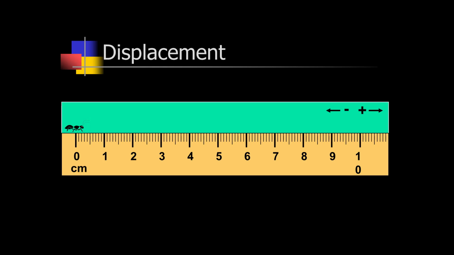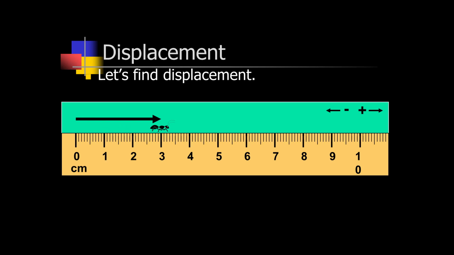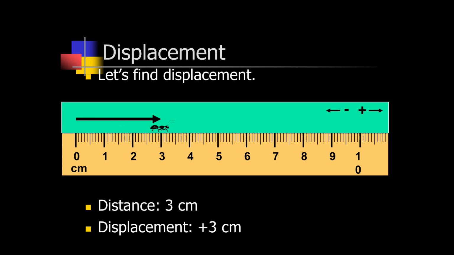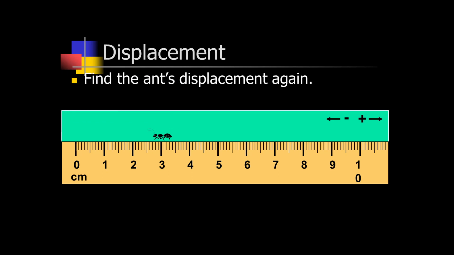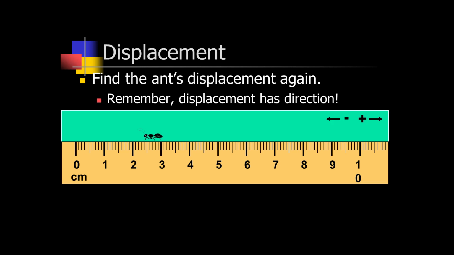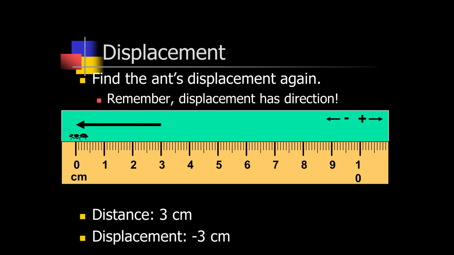Okay, if we are considering the example of displacement, let's find displacement. The ant is moving from 0 to 3. Distance is 3 centimeter and displacement is plus 3 centimeter. It is traveling in positive direction. Displacement is plus 3 centimeter. The positive gives the ant a direction. Now if the ant is traveling from 3 to 0, what will happen? Right now distance is again 3 centimeter, but displacement this time is minus 3 centimeter. It is moving towards the negative direction. Displacement has direction, so we are mentioning that particular direction. It is equal to minus 3 centimeter.